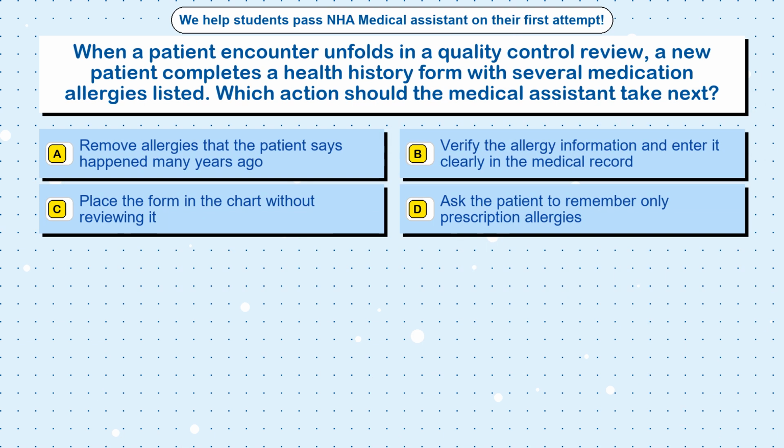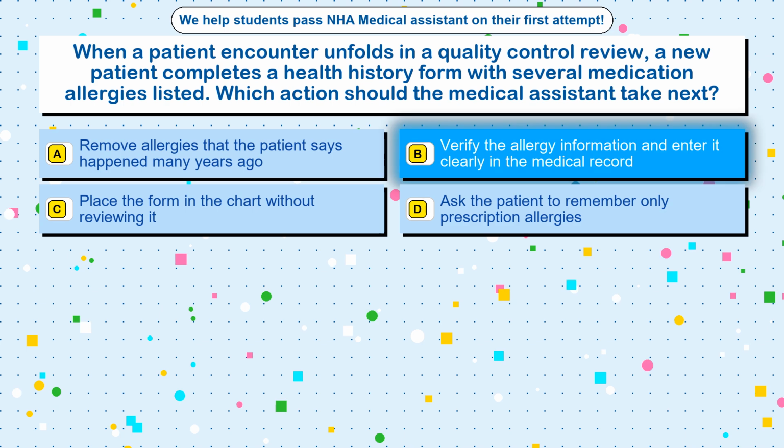Question 49. When a patient encounter unfolds in a quality control review, a new patient completes a health history form with several medication allergies listed. Which action should the medical assistant take next? Option A. Remove allergies that the patient says happened many years ago. Option B. Verify the allergy information and enter it clearly in the medical record. Option C. Place the form in the chart without reviewing it. Option D. Ask the patient to remember only prescription allergies.